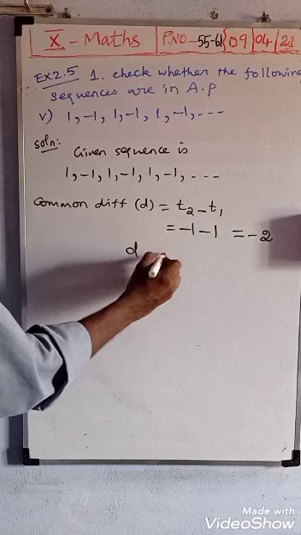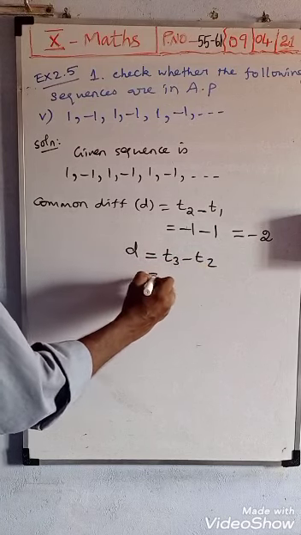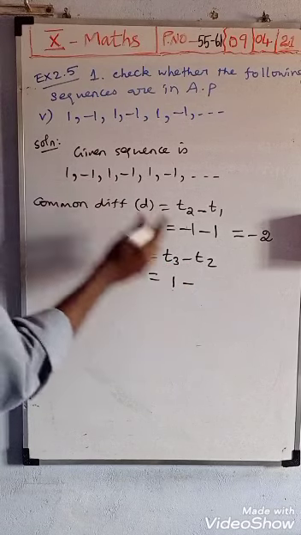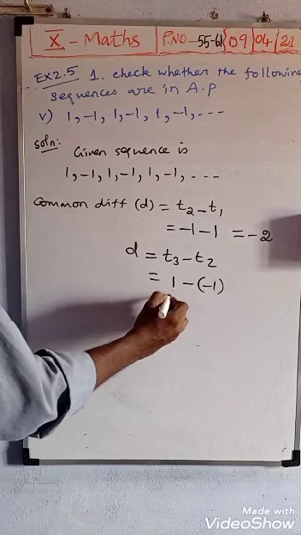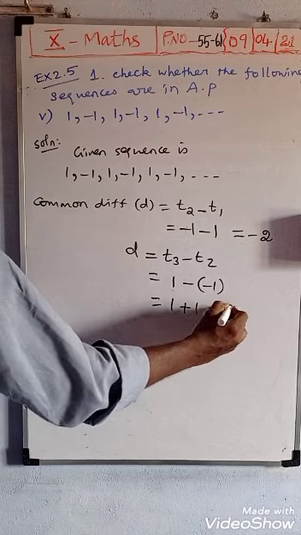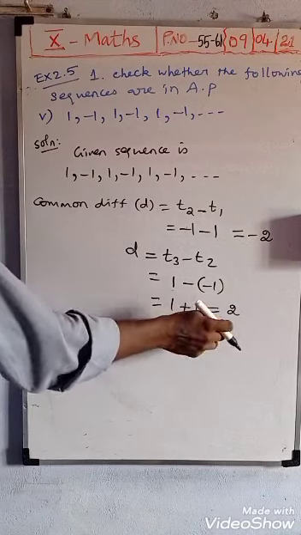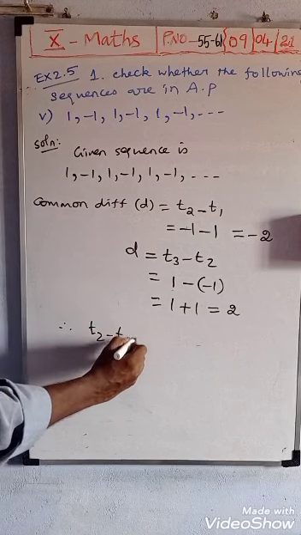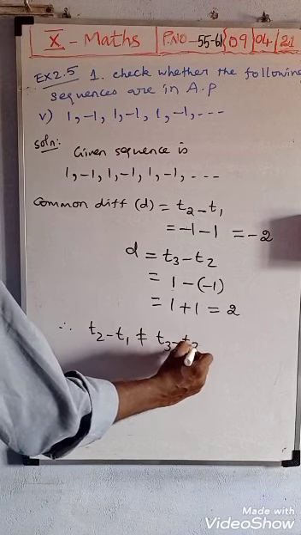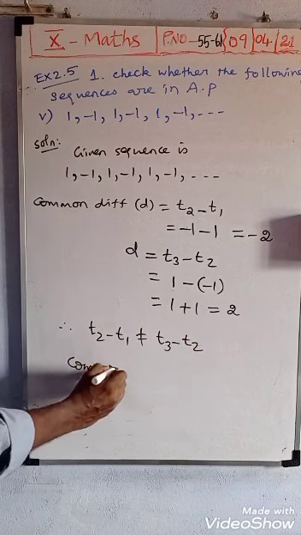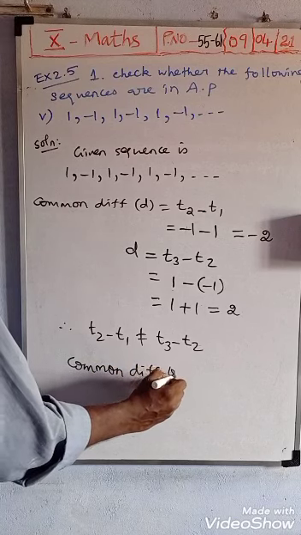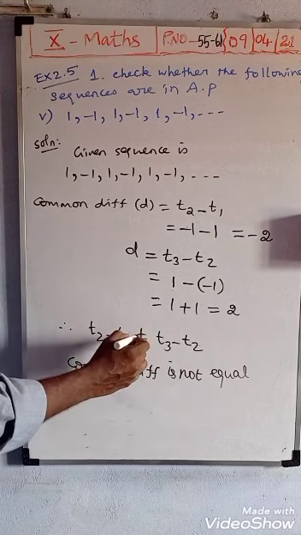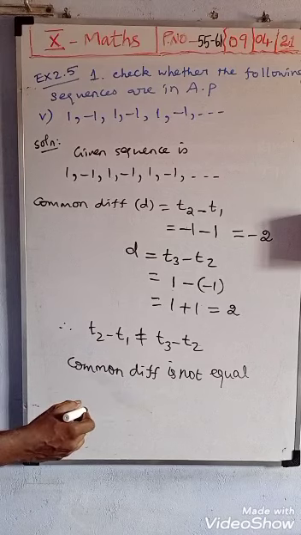Next common difference D is equal to T3 minus T2. T3 is plus 1. 1 minus, formula minus, T2 is minus 1. So minus of minus 1. What you will get is 1 minus into minus plus 1. So 1 plus 1 means 2. So here minus 2 came, here plus 2 comes. So both are different. Therefore here T2 minus T1 is not equal to T3 minus T2. So here the common difference didn't come equal. Therefore the common difference is not equal.